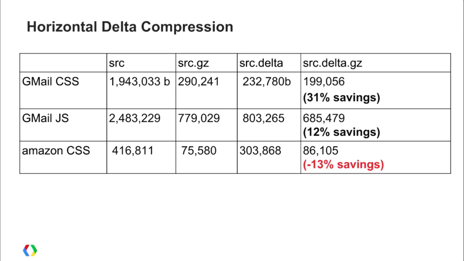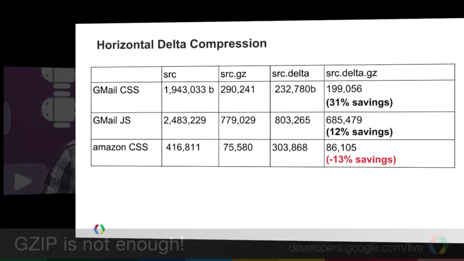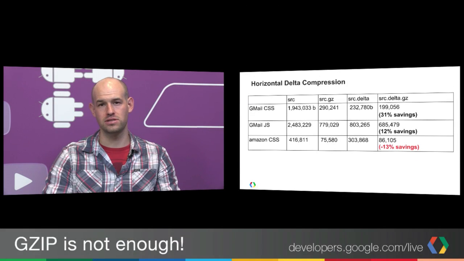So you can see for Gmail, we actually get some pretty amazing savings: 31% and 12% by using this horizontal delta compression encoding. Meanwhile, something weird's going on with the Amazon data, where we actually get an increase of size by 13%. Now, I'd like to point out that this data is highly minimized and highly redundant, right?